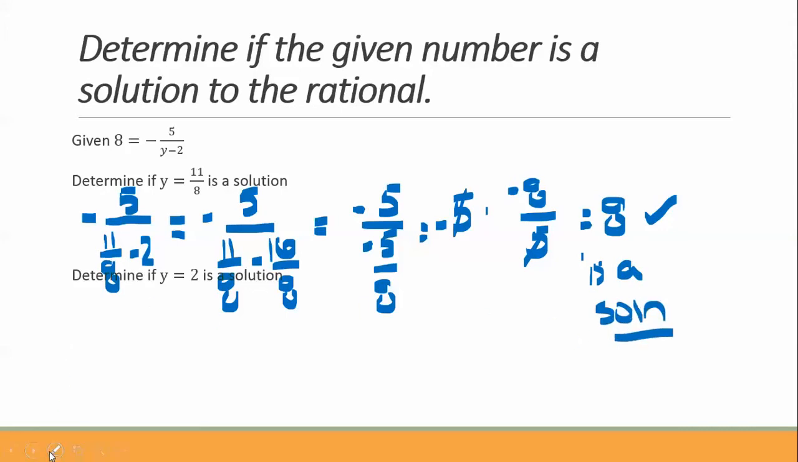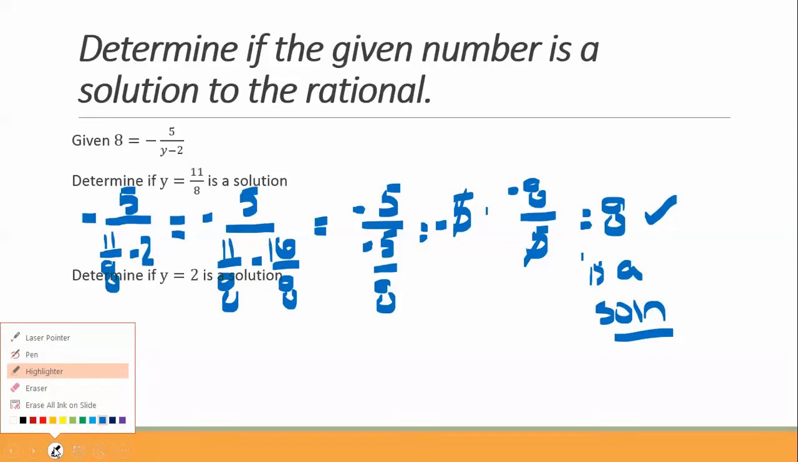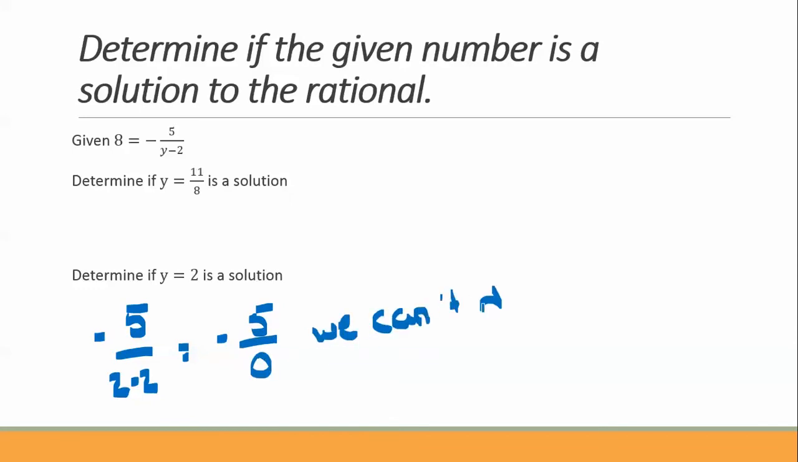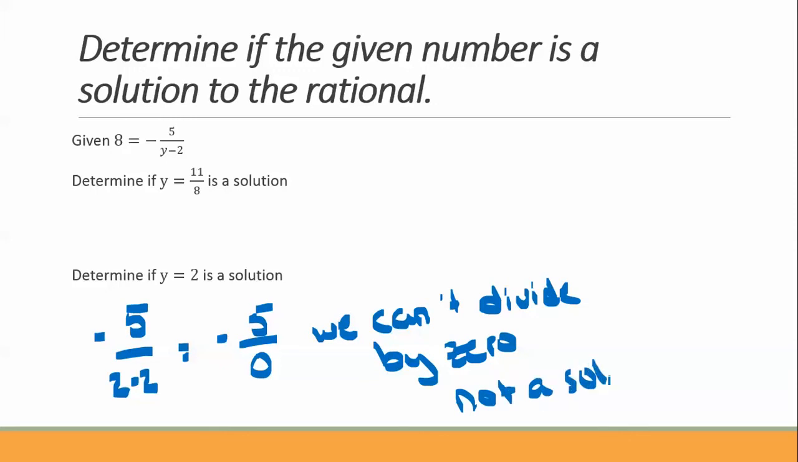Let's try, if you need to rewind or pause, go ahead. I'm going to erase all the ink. y equals 2. So we have negative 5 over 2 minus 2. So that's negative 5 over 0. We can't divide by 0. So it's not a solution. So if you get 0 in a denominator, it's not a solution.